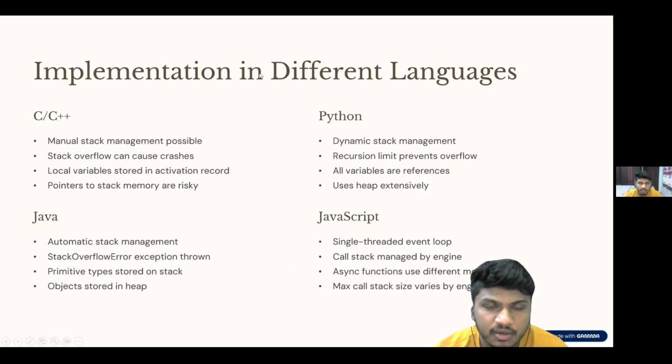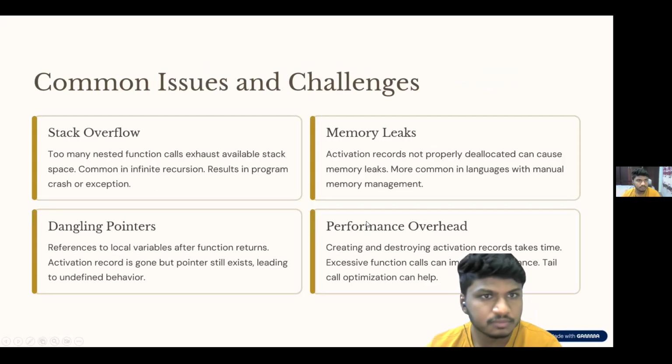So it can be implemented in different languages, and there are advantages and disadvantages to using some of them. In C++, pointers to stack memory are very risky. Python uses the heap extensively, which is very beneficial. In Java, objects are stored in the heap, which is very good. In JavaScript, the maximum call stack size varies by engine, which is essential to know.